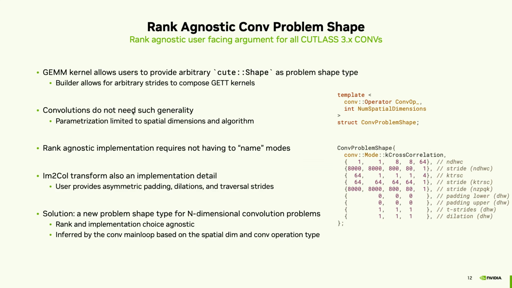This also leaves the IM2call transformation that is used for the implementation of convolution algorithms as an implementation detail. The problem shape tab will take care of mapping asymmetric padding, dilations, traversal strides, et cetera, onto this domain transformation that is required for implementing this convolution so that you never have to worry about it yourself. The problem shape will take care of that.